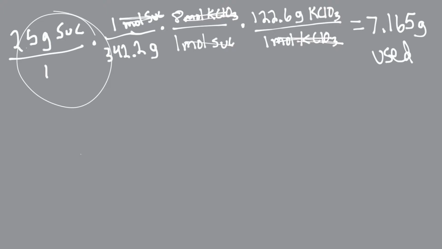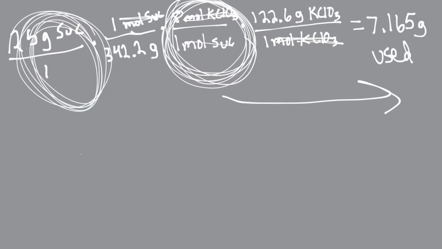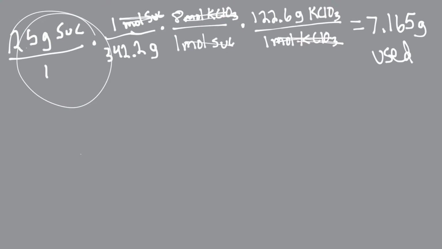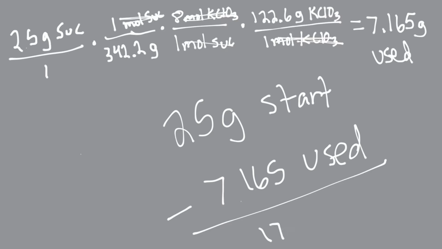Because that's our limiting reactant, we start off with this, and then we convert and say, well, if I used this many grams of sucrose, then how much KClO3? That's why we use this right here. That's the number of moles of KClO3 per mole of sucrose. And this continuing on talks about how much KClO3 we used. Because we find out how much KClO3 is used, well, we started off with 25 grams, and we used up 7.165. If I want to know how much I'm remaining, don't we just subtract these two numbers and get 17.8 grams? And oh look, that's my answer.